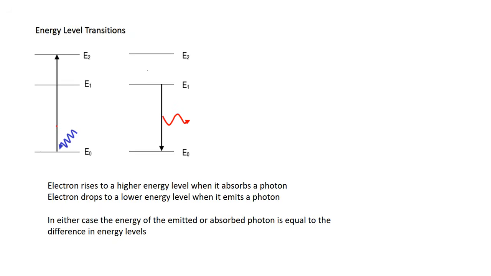Now, we have energy level transitions. Always remember, an electron rises to a higher energy level when it absorbs a photon, and an electron drops to a lower energy level when it emits a photon. So these are the building blocks of energy level transitions and emission spectrum and absorption spectrum. So these two lines summarize literally the whole concept of emission spectrum and absorption spectrum.